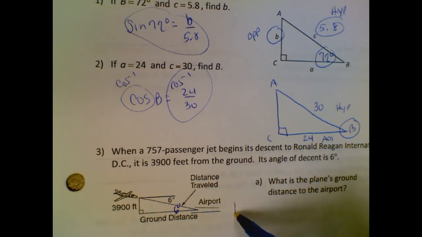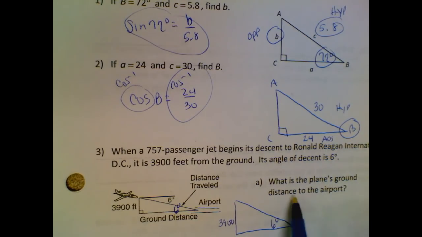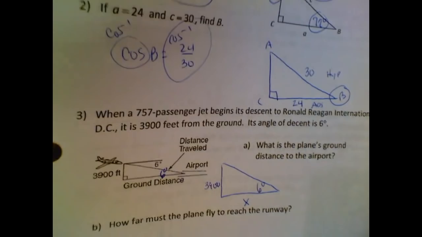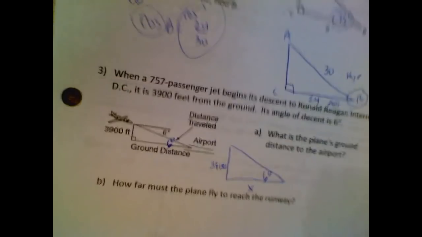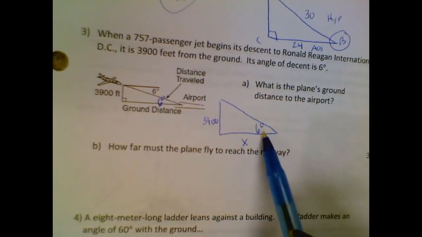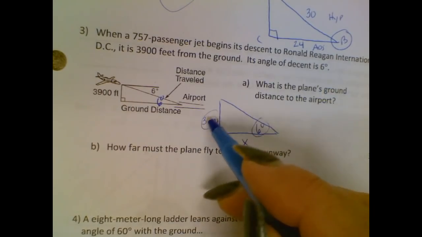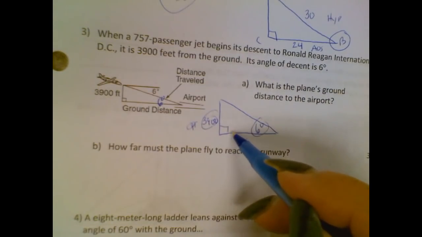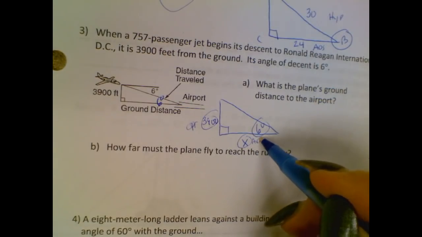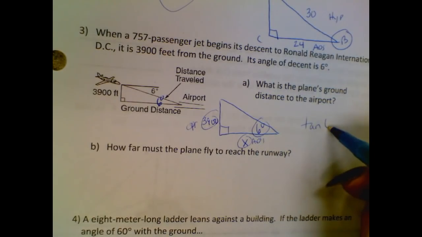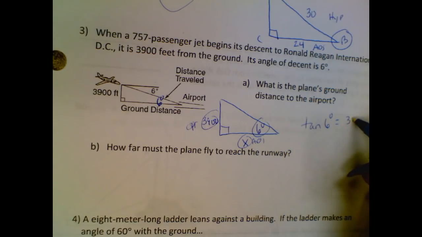So basically, if I redrew this, this is 6 degrees. This is 3,900. And the first question is, what is the plane's ground distance? Ground distance is the bottom part, so that's right there. So according to this, we've got 6 degrees, we've got an opposite side, and we've got an adjacent side. So this is tangent. Tan 6 equals opposite, 3,900, over adjacent x.